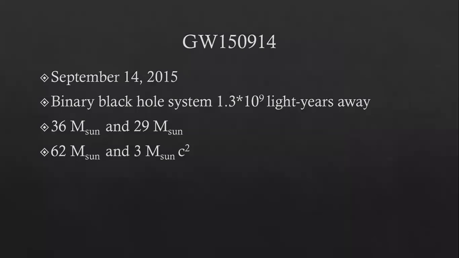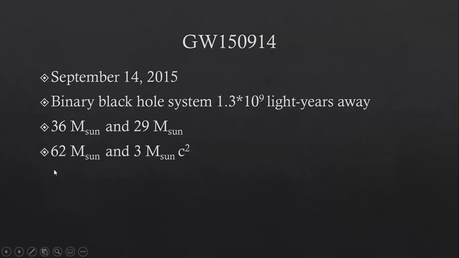LIGO's first detection of gravitational waves was back in 2015 on September 14. The gravitational wave signal was named GW150914, which basically stands for gravitational wave 15 September 14. The source of those gravitational waves was a merging binary black hole system 1.3 billion light years away from us. Before the merger, the black holes had respectively 36 solar masses and 29 solar masses. After the merger, the combined black hole had a mass of 62 solar masses.